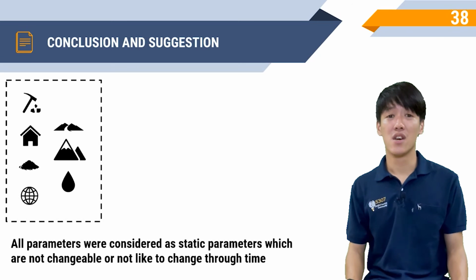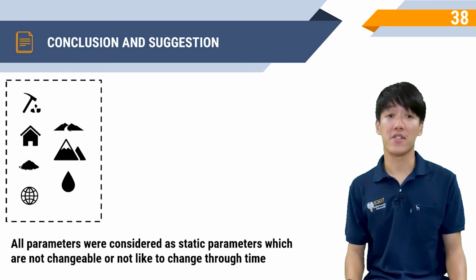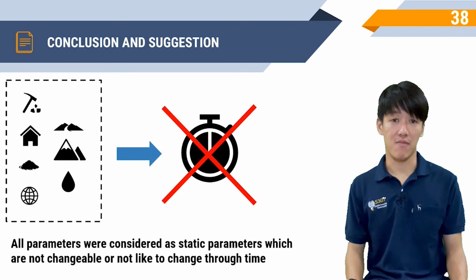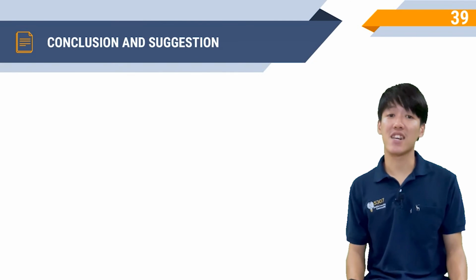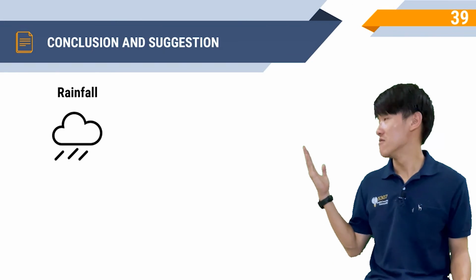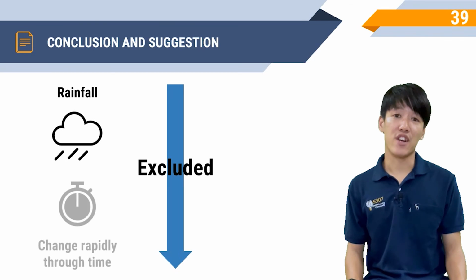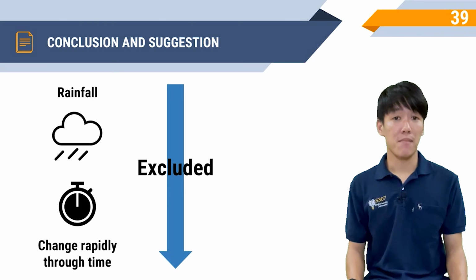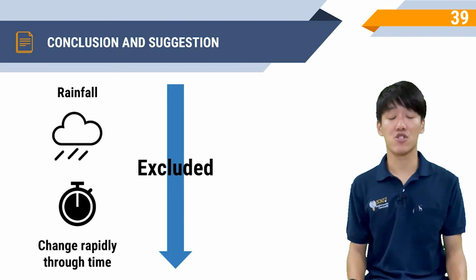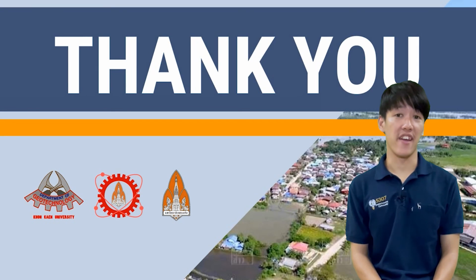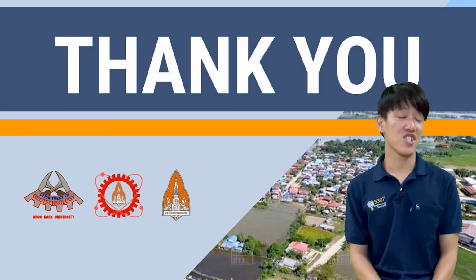All parameters were considered as static parameters, which do not change through time, reflecting the physical flood susceptibility of the basin. Rainfall is a factor that has been excluded in the study since we consider it a dynamic parameter which can change rapidly through time. That being the end of the presentation, does anyone have any questions or comments?